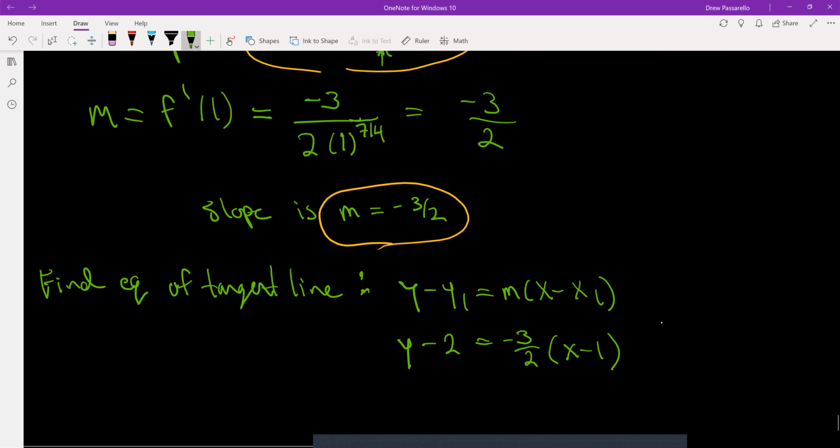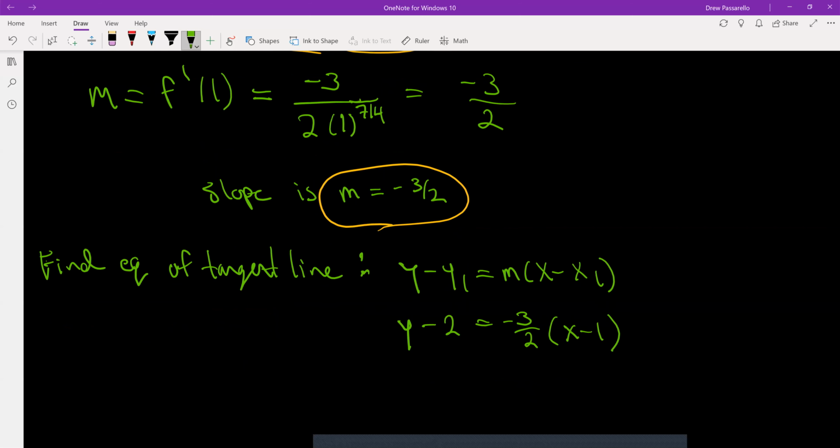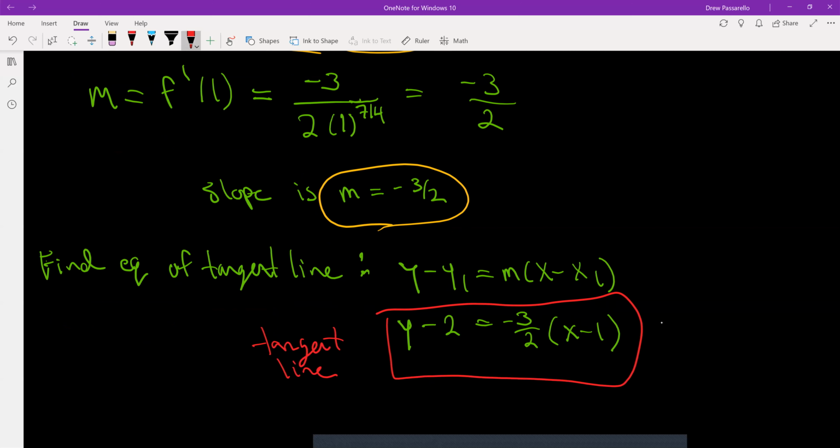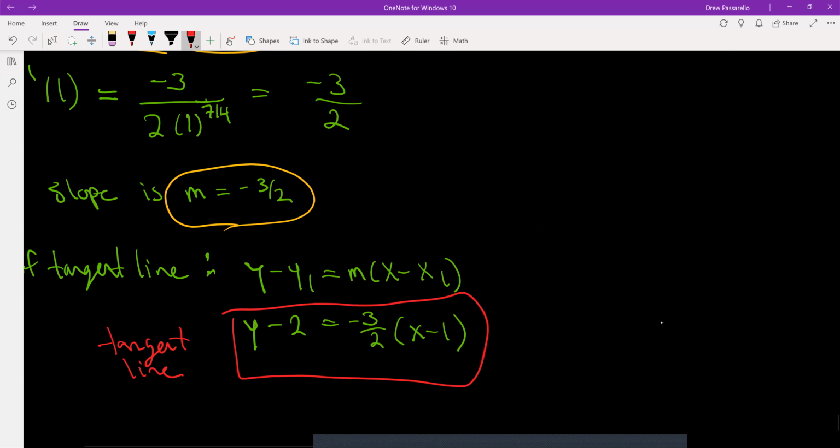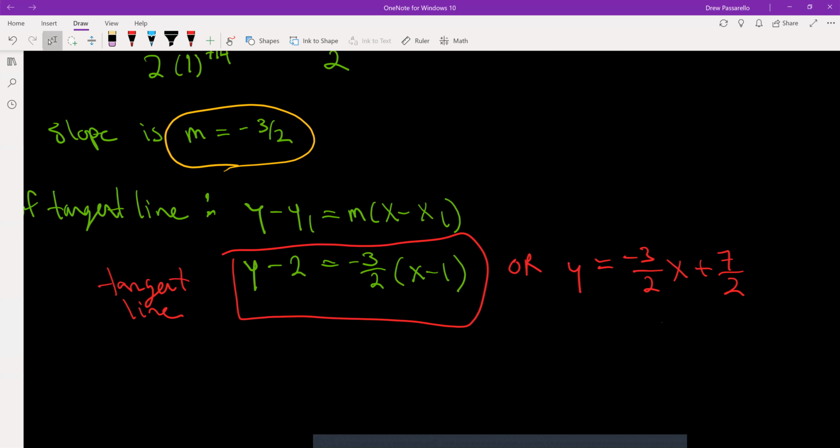All right, and that's it. That's the tangent line. All right, and that's point slope form. If you were to convert that into slope intercept form, which I would accept as an answer, it would turn into y equals -3/2 x plus 7/2. So whichever of these two you want is fine. So here I'm already done with the point slope form. You can convert it into this slope intercept form if you want.